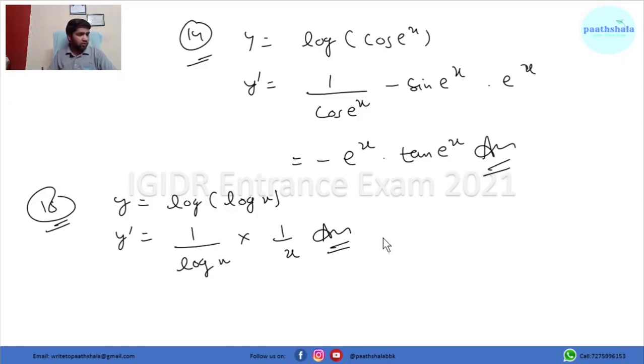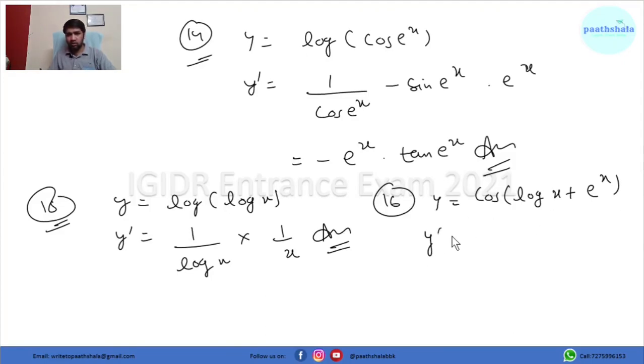Okay, let's move to question number 16. So here y equals cos of (log x plus e to the power x). Okay, this is the question. So differentiating, it will become y dash, and differentiation of cos is minus sine. So in place of x, it is mentioned log x plus e to the power x. So this will become log x plus e to the power x.